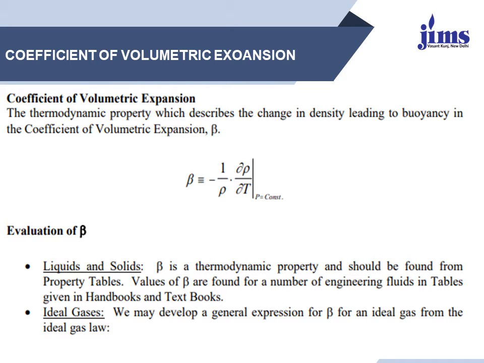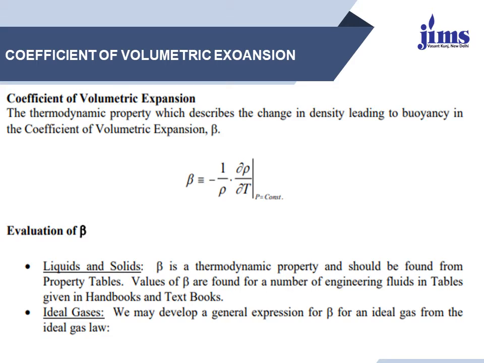Now, the different relations and coefficient factors usually used in free convection. The first one is the coefficient of volumetric expansion, the thermodynamic property which describes the change in density leading to buoyancy. The coefficient of volumetric expansion is beta, and beta is equal to minus 1 upon rho, del rho by del T, at constant pressure. For liquids and solids, beta is a thermodynamic property and should be found from the property tables.